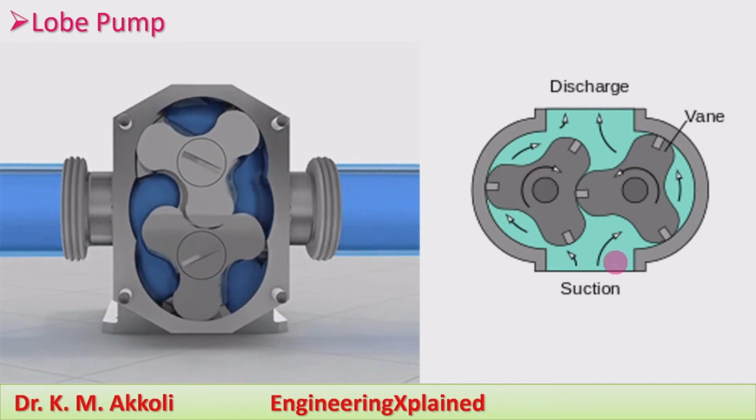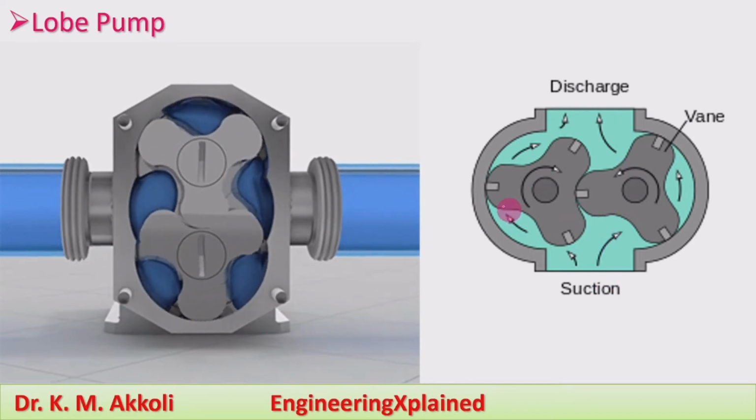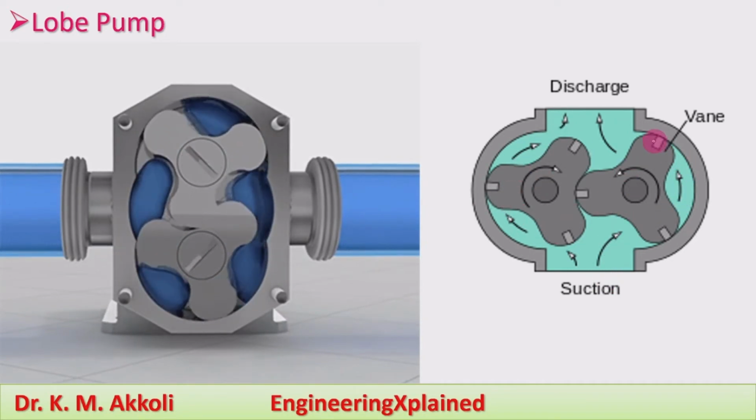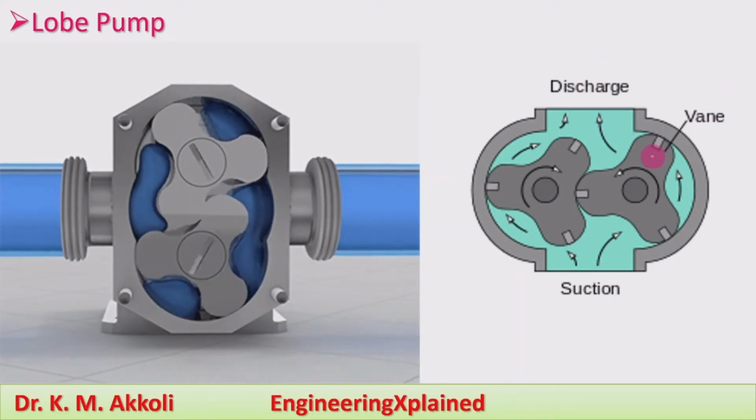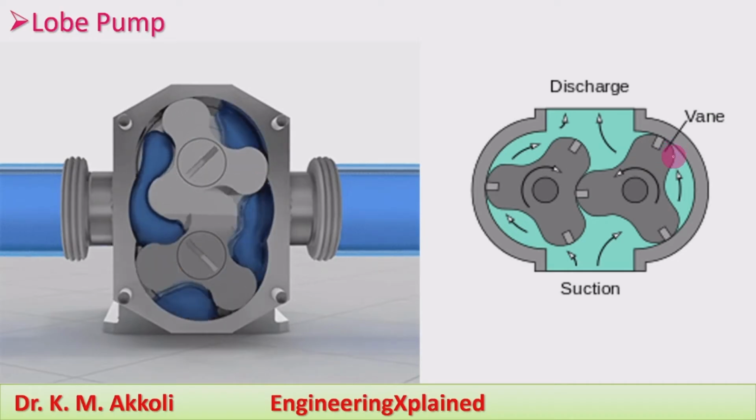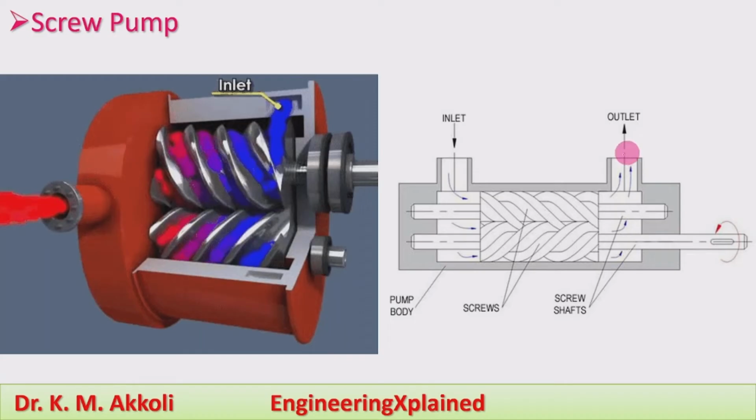The same we can see here, the suction takes place here and the oil is carried around this pump and discharged in the delivery line. That is called a vane also, we can call, those are the lobes. Moving to the next one, the screw pump.